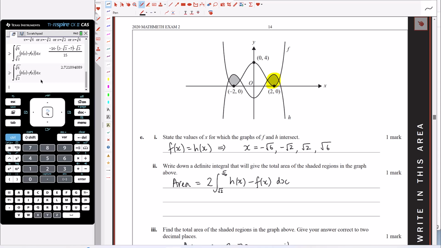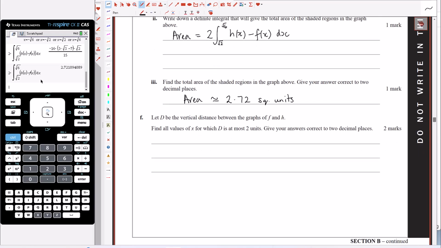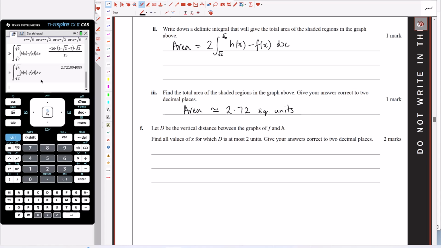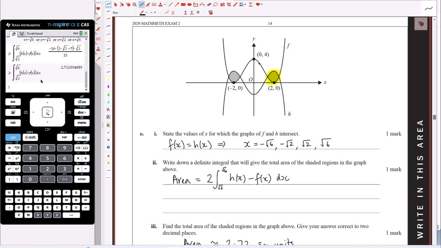But we need to be a bit careful about, obviously, if you're going to define the distance as being f minus h, let's say. So let's say that the distance is f of x minus h of x. Then that will give me a positive value as long as f is above h. So it's going to give me a positive value between negative root 2 and positive root 2, and when x is bigger than root 6.